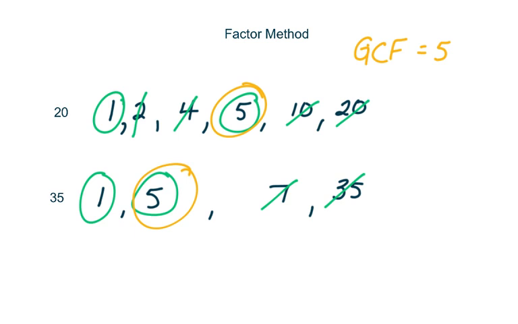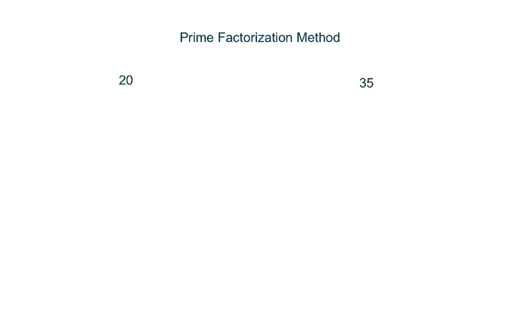So now that we know this solution type, let's try another one real quick. So this is called the prime factorization method, which means we're going to break it down to its prime factors. So the numbers that are only multiplied by themselves and 1, that's a prime number. So we already know that both 20 and 35 are not prime numbers because they have more factors than themselves and 1.